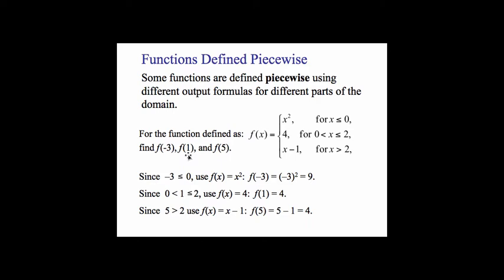F of 1, however, is in between 0 and 2, so f of 1 is going to be 4. F of 5 is here, so we're going to use this function here. So it's going to be 5 minus 1, which is 4. So piecewise just means depending on what the x values are, it's going to be different notations and functions.